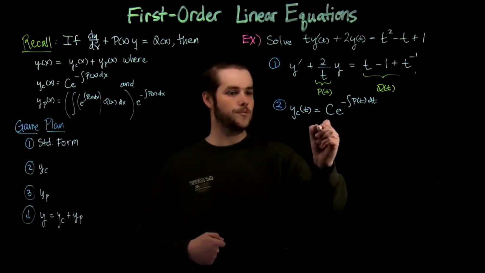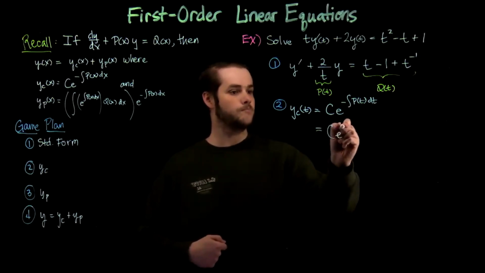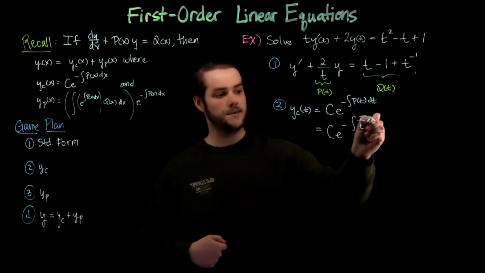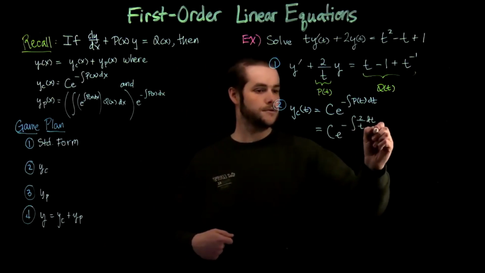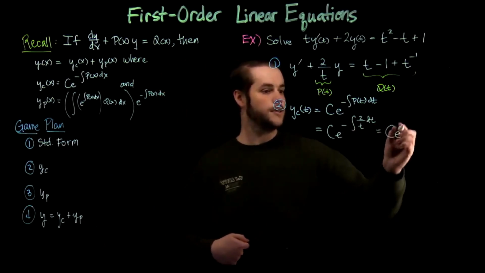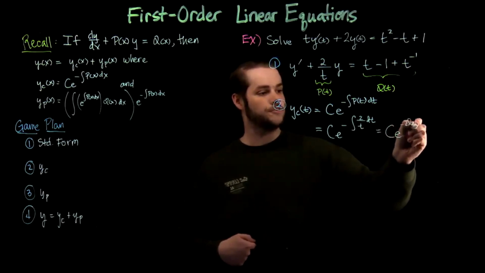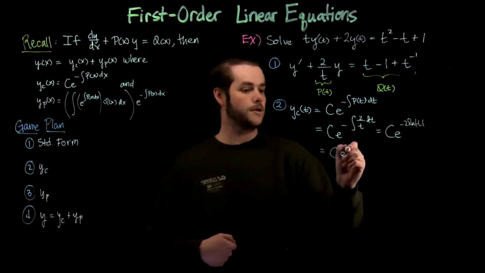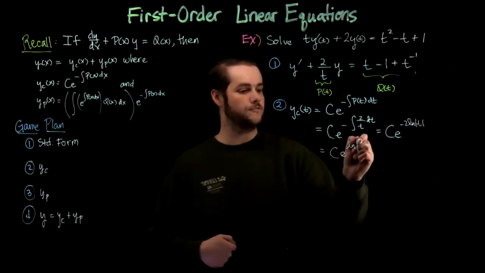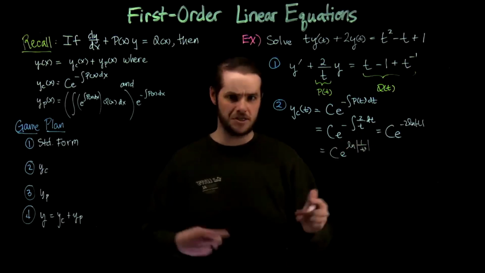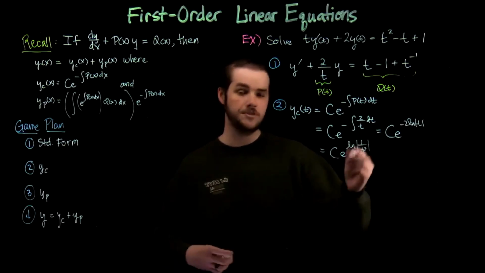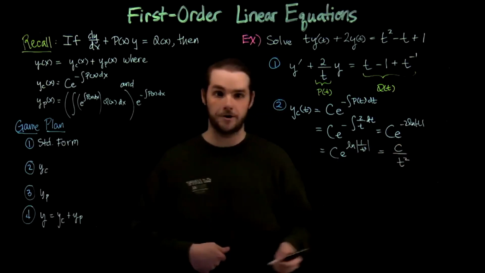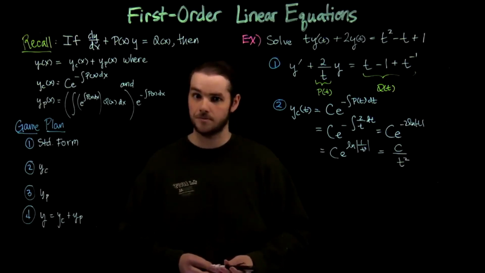Now, if I plug in p, I get the integral of 2 over t dt. That's just negative 2 natural log of absolute value of t. That's natural log of absolute value of 1 over t squared. 1 over t squared is always positive, so I can drop absolute values, cancel natural log, and I just get c over t squared. There's my complementary solution.